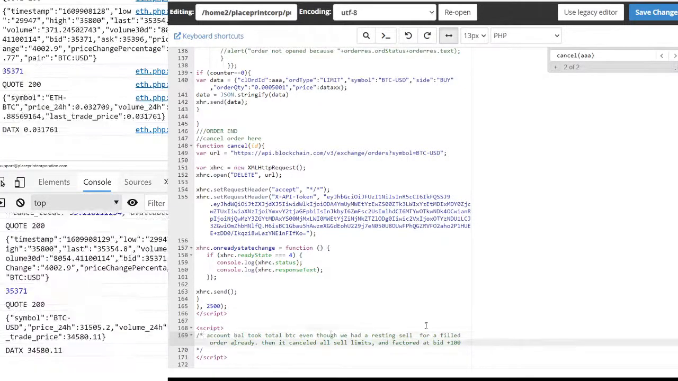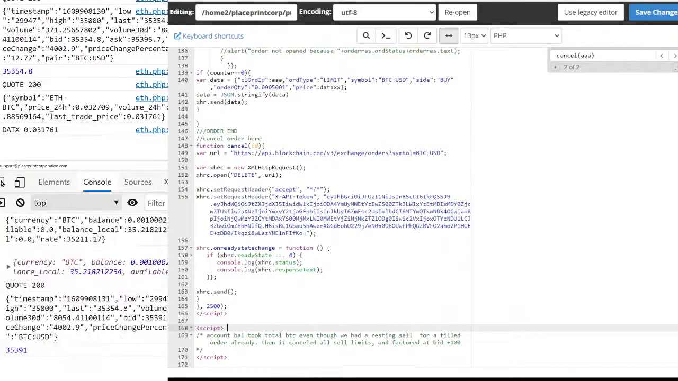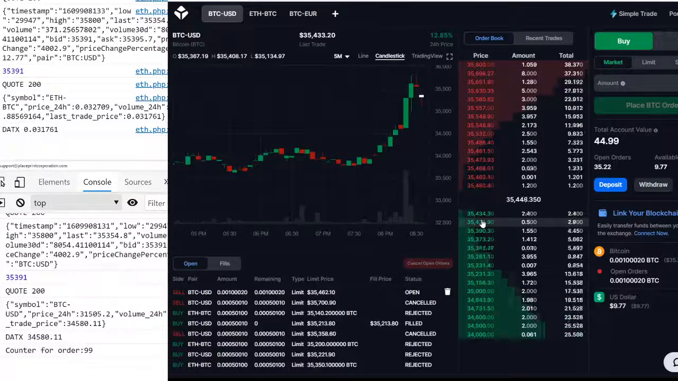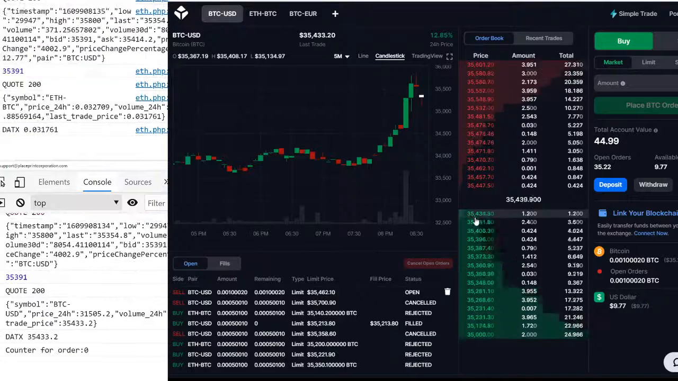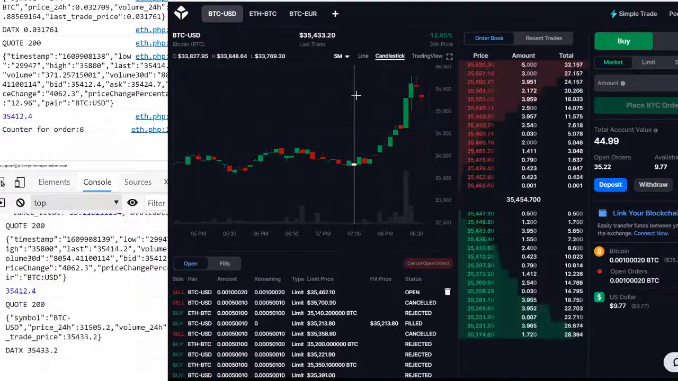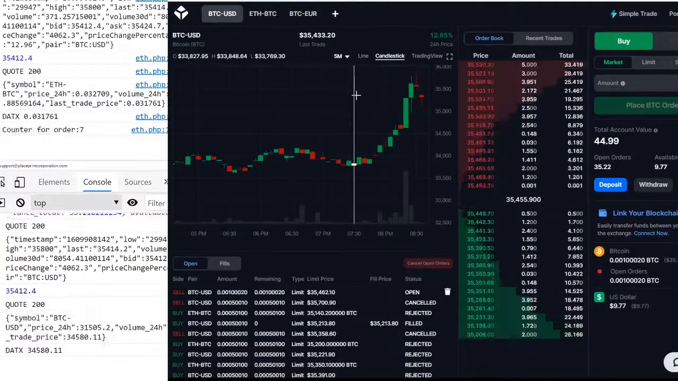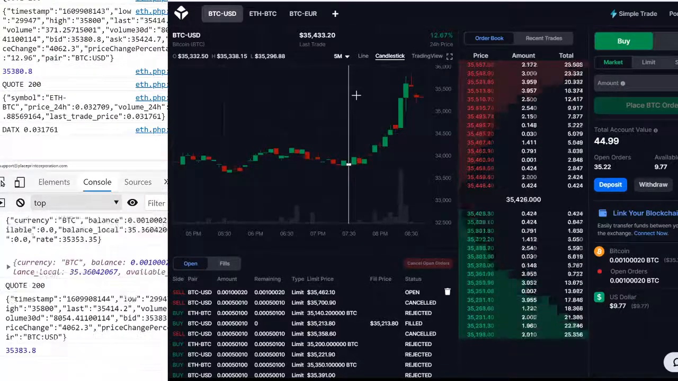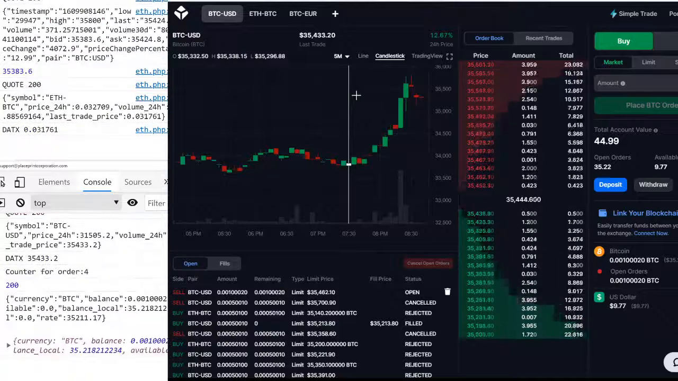There. Okay. Account balance took a bit. Okay, so that's what was going on there. Bids at 35,436, 462. So I wouldn't be surprised if we get a fill here. I don't know. We'll see. We're close. I would love to get filled here.